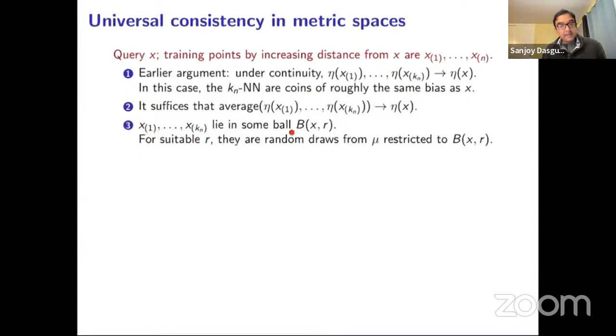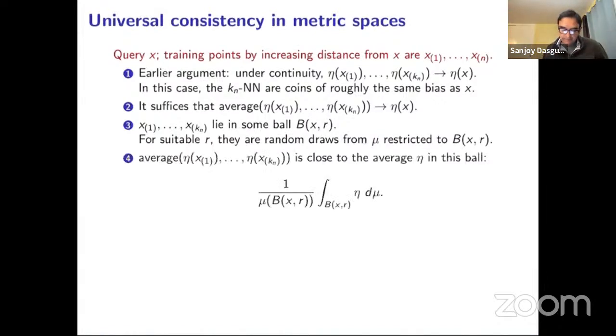Now, these nearest neighbors lie in some ball around X, some ball of radius R. And if we choose R carefully, we can actually think of these nearest neighbors as random draws from the underlying distribution restricted to this ball. And therefore the average bias of these nearest neighbors is actually close to the average eta value in this ball. So we have this ball around X. The nearest neighbors are essentially random draws from this ball. And so the average bias of those nearest neighbors is close to the average eta value, the average bias in the ball. So the integral over the ball of the biases divided by the probability mass of the ball.